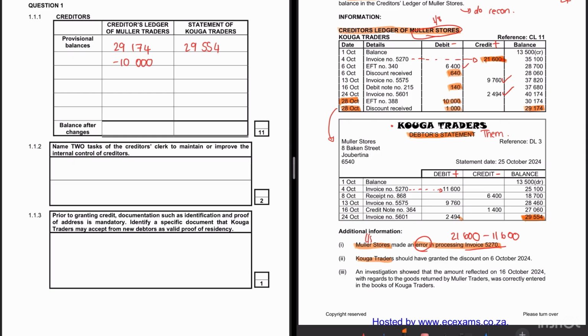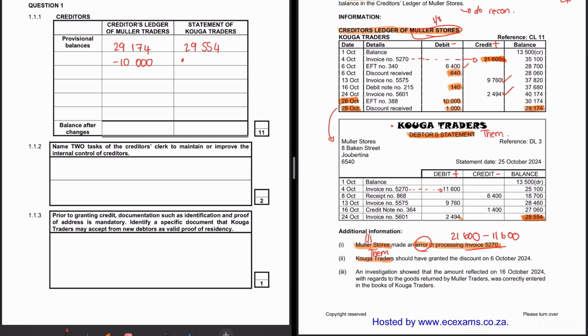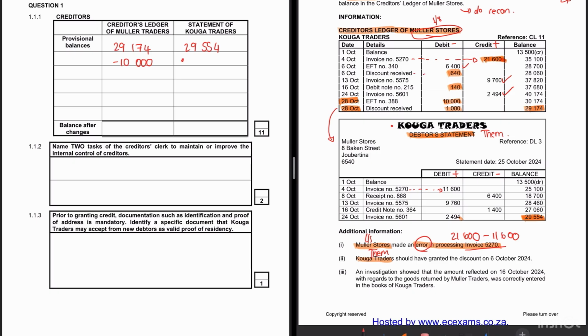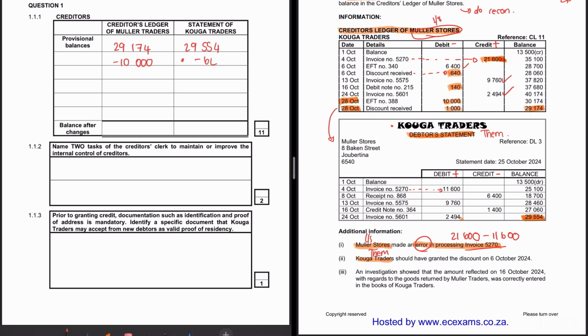Perfect. Number 2, we've got Cougar Traders should have granted the discounts on the 6th of October. So Cougar Traders did not give us a discount in the statement, so we need to account for it in the statement over there. And the discount is for an amount of 640. So minus 640 because it's a discount.